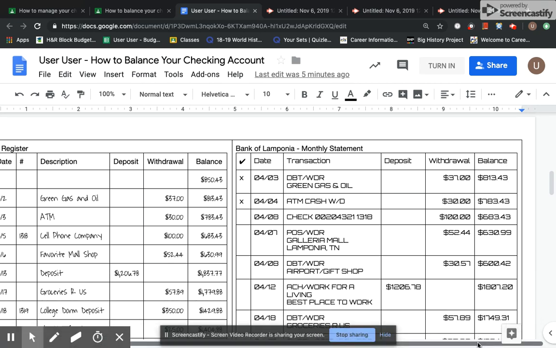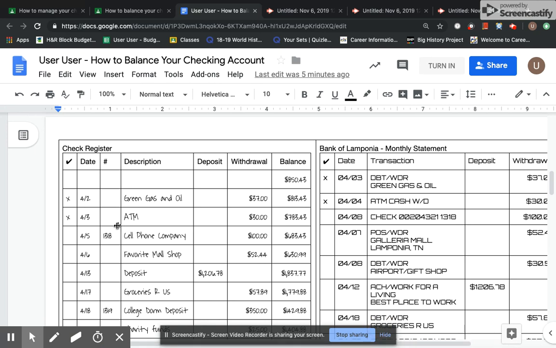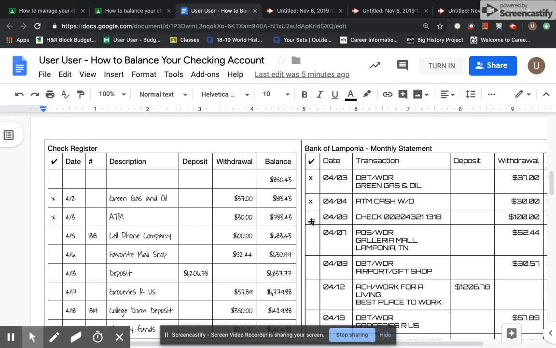So if you look on the left-hand side, notice someone's already done this for us. On April 3rd, we have a transaction. We have to make sure the amount matches, $37, and there it is, Green Gas and Oil, $37. So that was already accounted for. Do you see how there's an X there? And an X over here. That's what we're going to do first. Everybody see that? Okay.